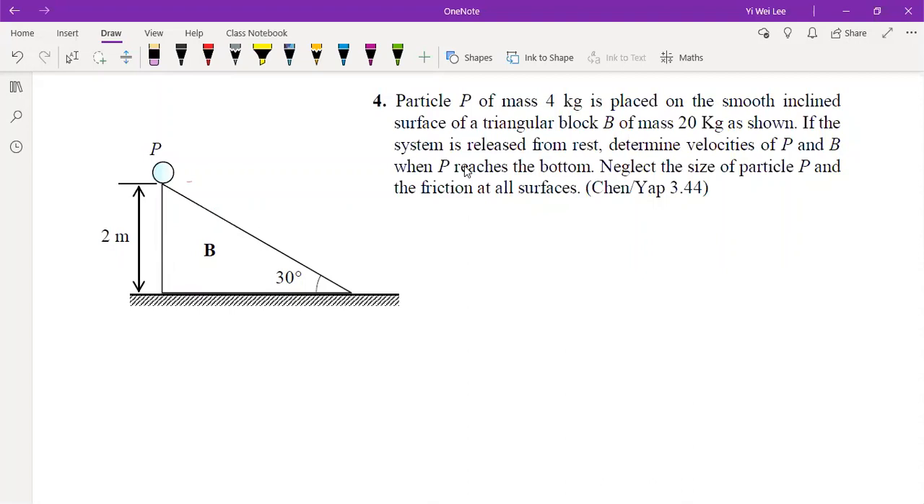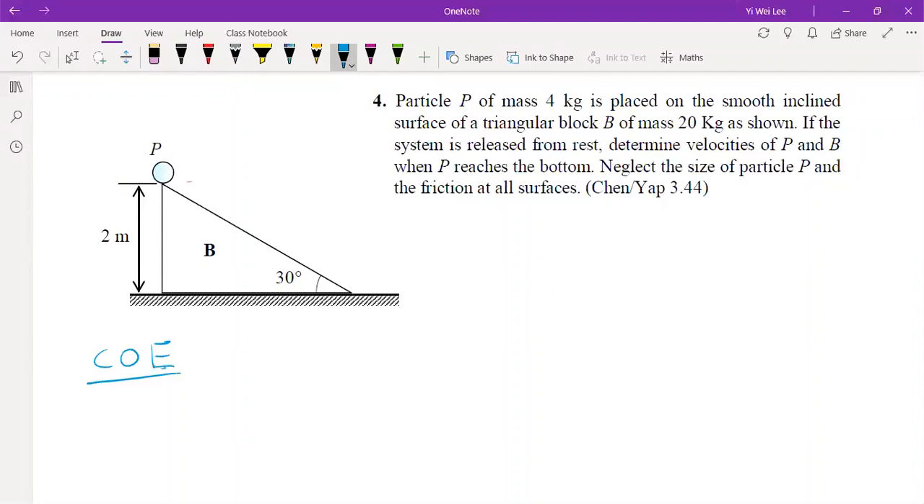Now let's look at the question. If the system is released from rest, determine the velocity of P and B when P reaches the bottom. So first of all, we want to talk about when P reaches the bottom. In my personal understanding, the first thing that I always want to do when I look at a question like that, and looking from the final equations, is solve it using the energy equation. So the first concept I apply is always conservation of energy. So in this case, I'm not going to waste my time.